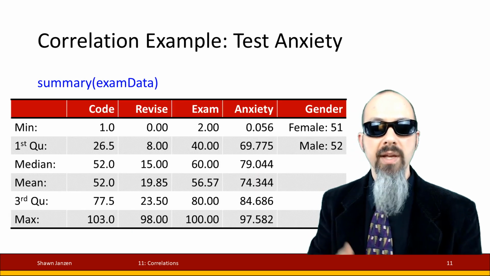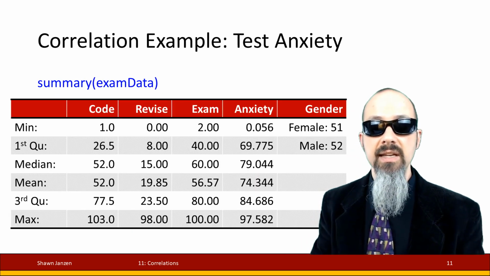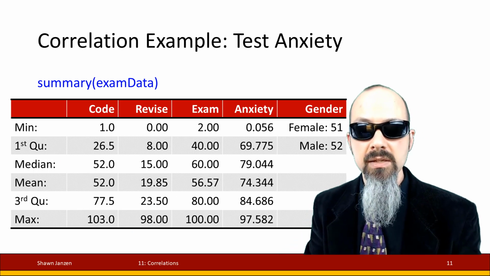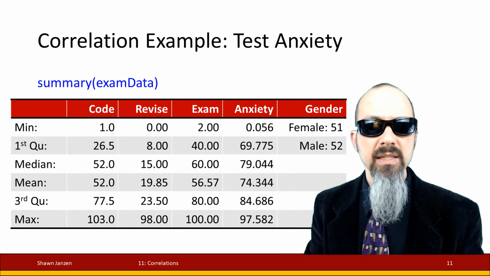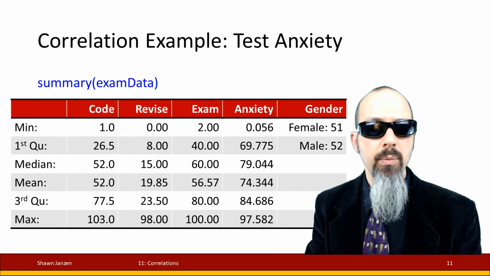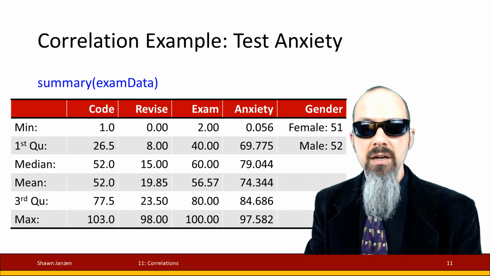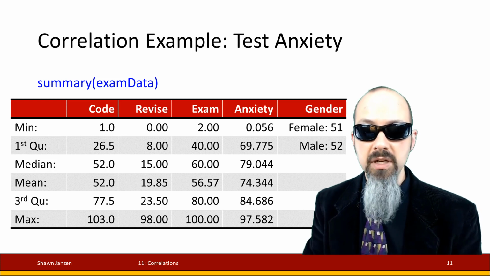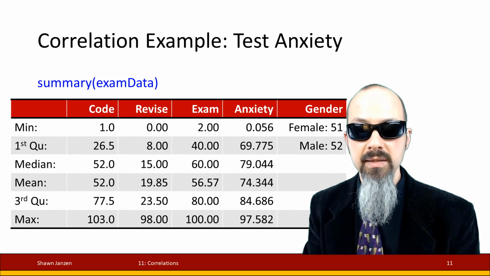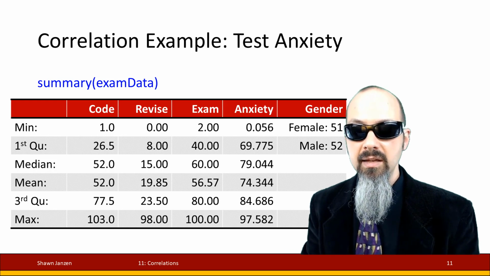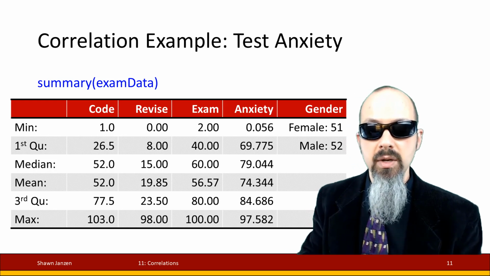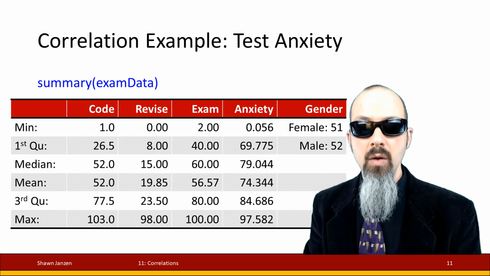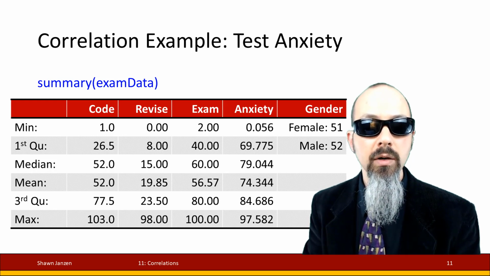So I'm going to do a quick summary on these just to see the spreads and how the data looks, and get a sense of the minimums, maximums, and the means. The code column is pretty irrelevant because they're just unique values representing the participants. The gender column is just giving me a count of females and males, but it's good to see that they're relatively balanced. The spread on revision goes from 0 to 98, so we've got a wide range of people revising their work, with an average of almost 20 hours.